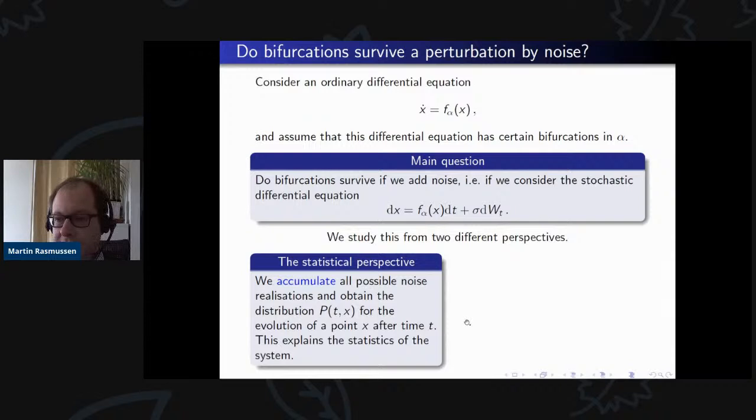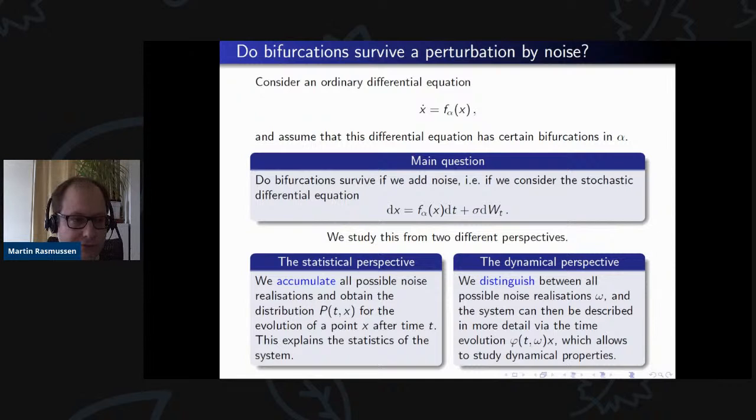And then there is the dynamical perspective. So when looking at the dynamical perspective, we do not accumulate all possible noise realizations, but we distinguish between all possible noise realizations. And we can then get a description via a random dynamical system.